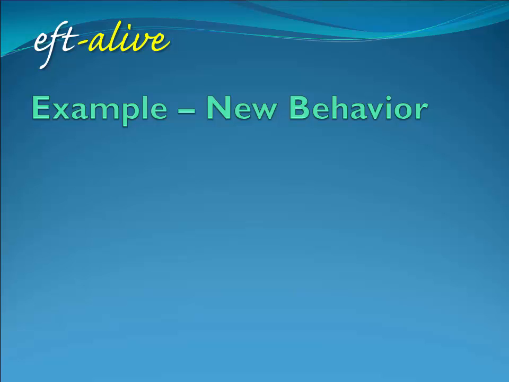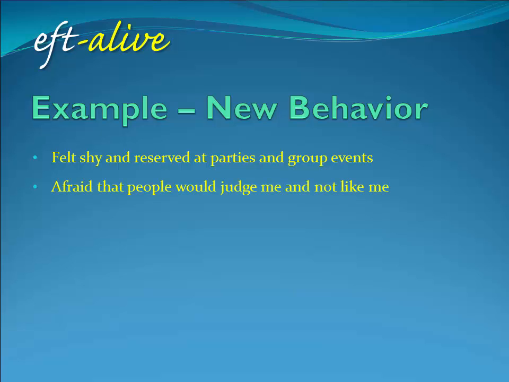Here's an example of using the Choices Method to help move from an undesired behavior towards a new desired behavior. This is actually a personal example. Many years ago, before I learned the Choices Method, I used to feel shy and reserved at parties and group events. I would tend to hang out on the periphery and stand by the food table or whatever. I might try and find some individual to talk to, but I generally felt pretty shy and reserved. And I wanted to feel more outgoing.